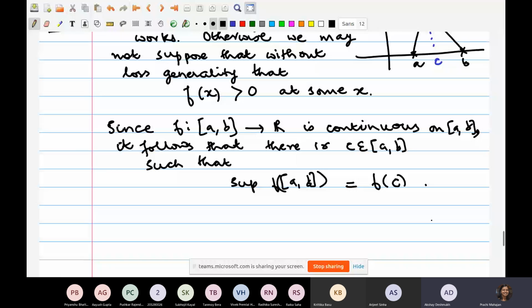See, I agree with you. In order to show that C is a local maximum, we need to show that C cannot be the endpoints A and B, right? Now, how do we do that? That is what I'm trying to say here.